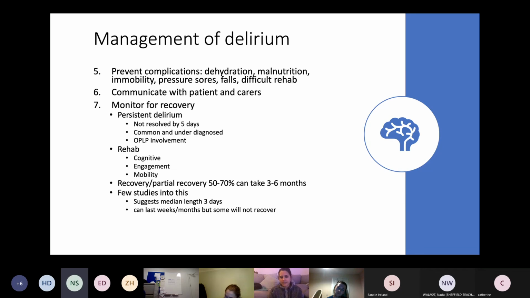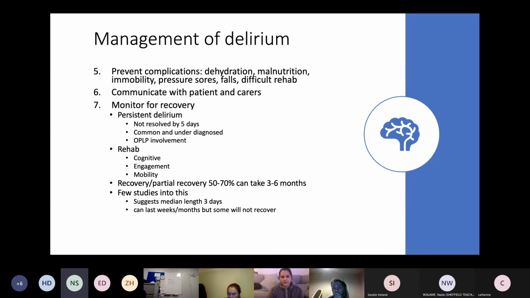If delirium is persistent, think about getting old age psych liaison involved, because they can provide supported discharges, and they can sometimes advise further on medication, particularly if it's agitation or psychotic symptoms that are part of their delirium.